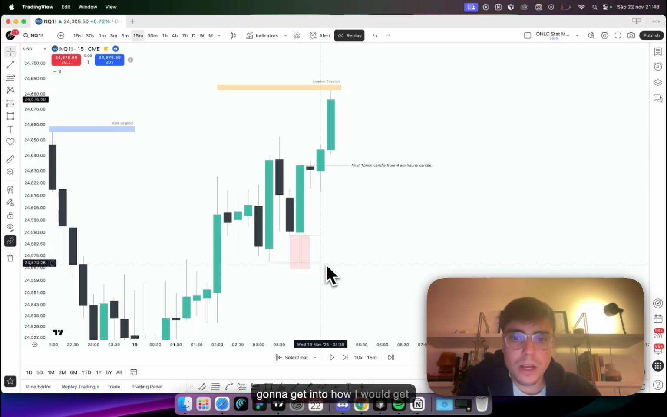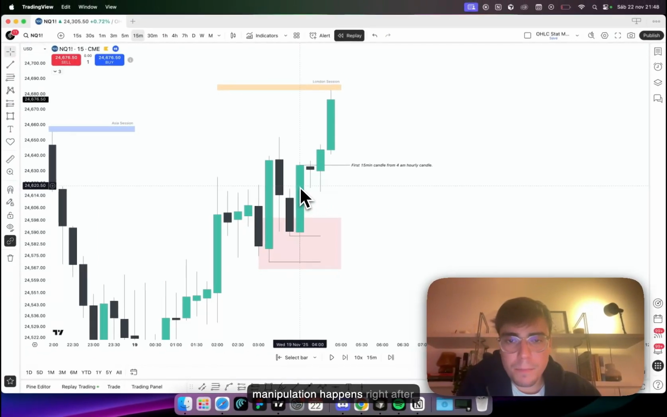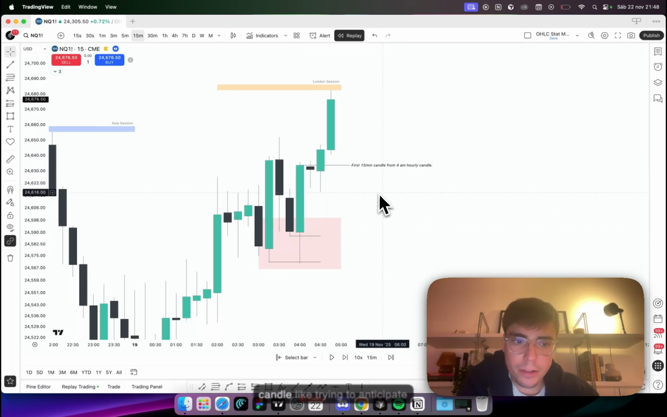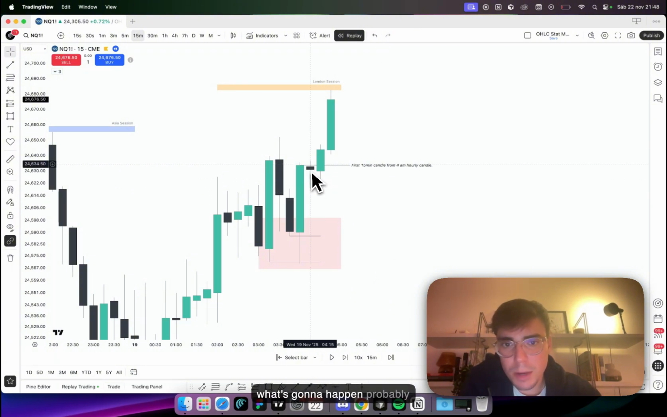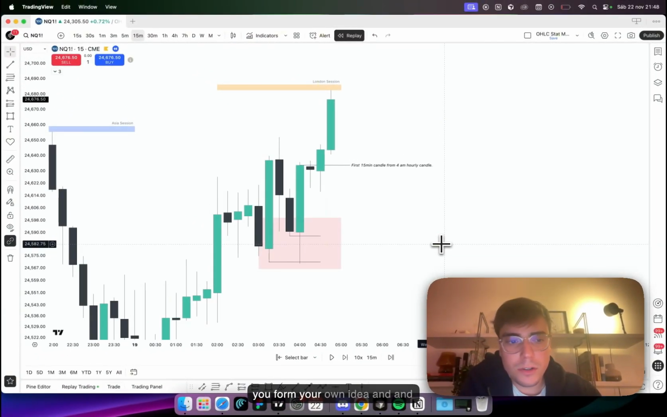We're not going to get into how I would get into position in this setup, but I would try to position myself inside this, where when the manipulation happens, right after maybe closing the first 15-minute candle, on the first candle or even the second candle, trying to anticipate what's going to happen probably on this candle, get into a position to go higher for a long. But yeah, that's how you create a context, you form your own idea, and you back it up with the statistics by using Edgeful, pretty much.